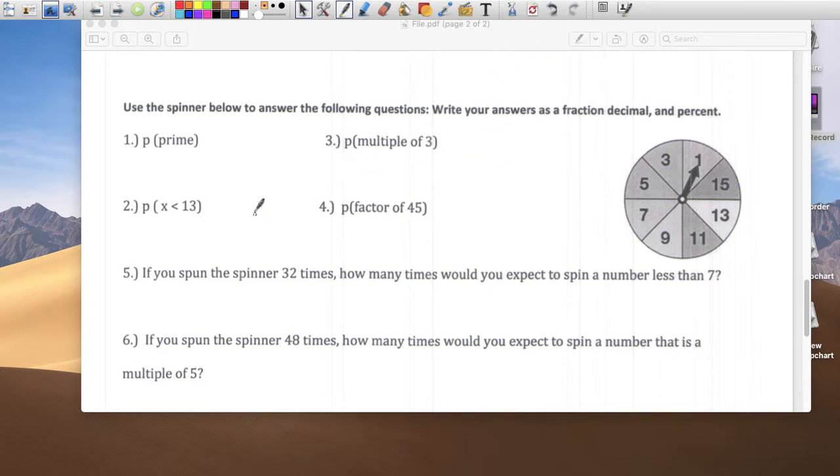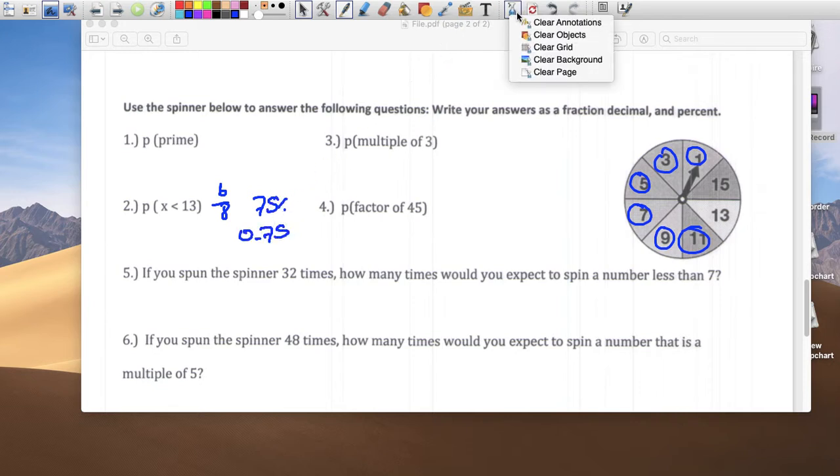A number less than 13, a number that's smaller than 13, it would be this one, this one, this one, this one, this one, and this one. They're all smaller, so it'd be 6 out of 8. And again, we're going to get 75%, or 0.75.